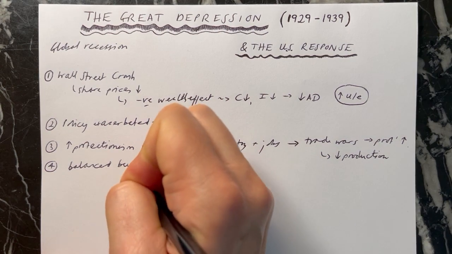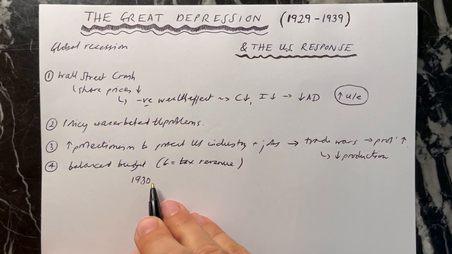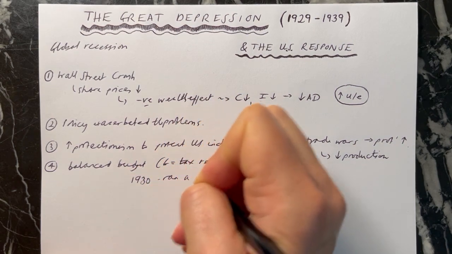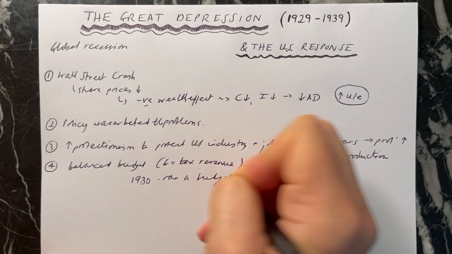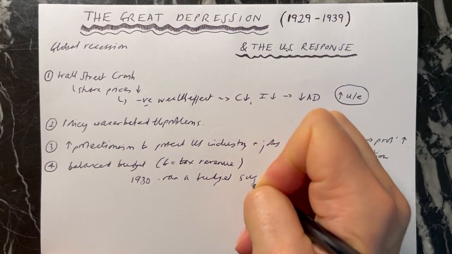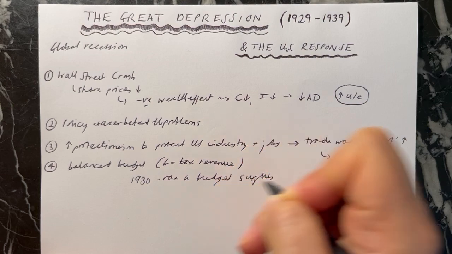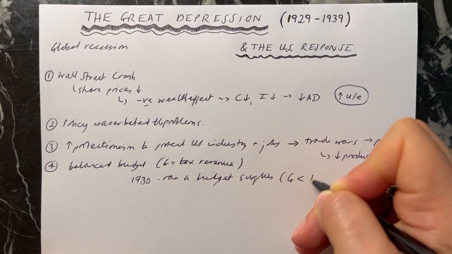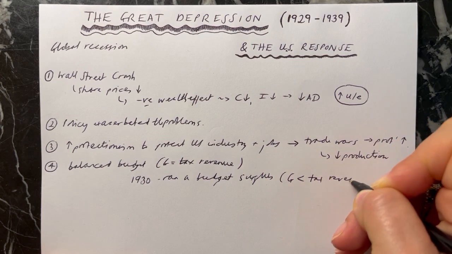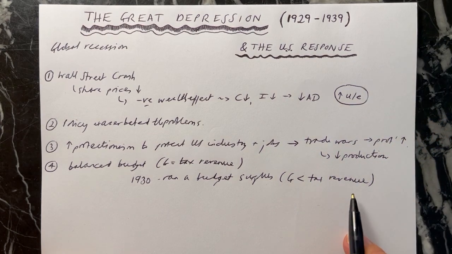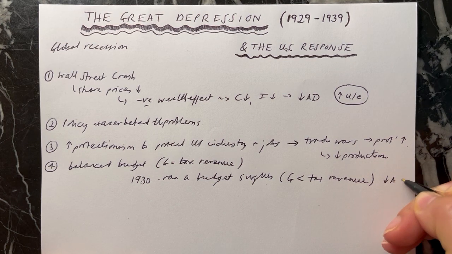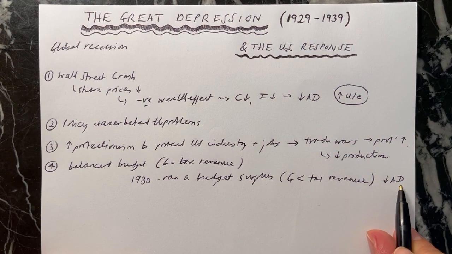And in 1930, the president at the time, President Hoover, ran a budget surplus. So that means that government spending was less than the tax revenue being collected. So you can imagine that this decreased aggregate demand. And this arguably made the recession much worse.